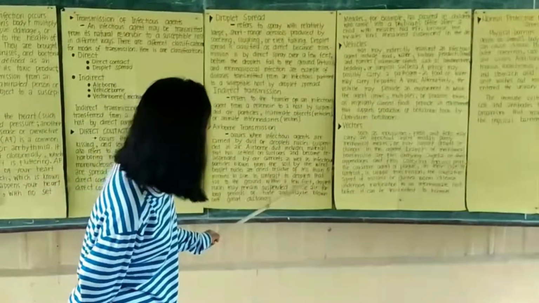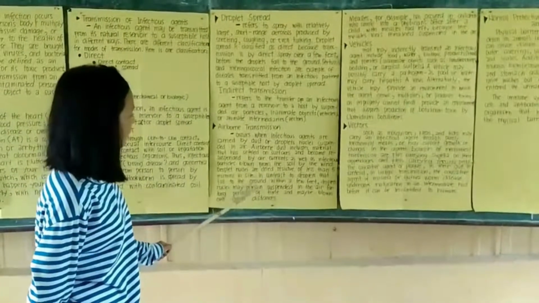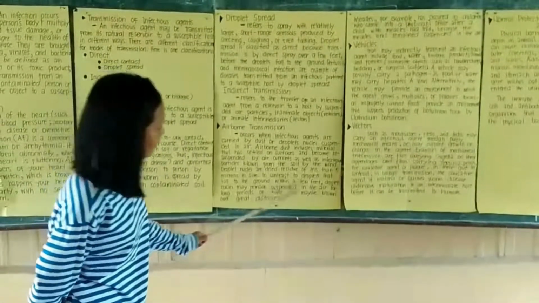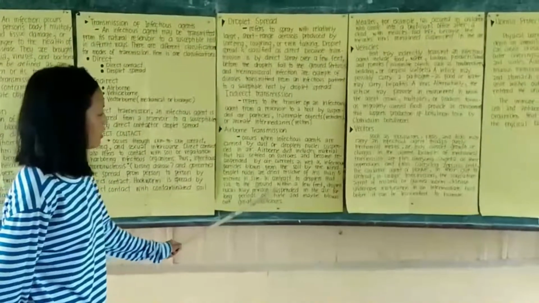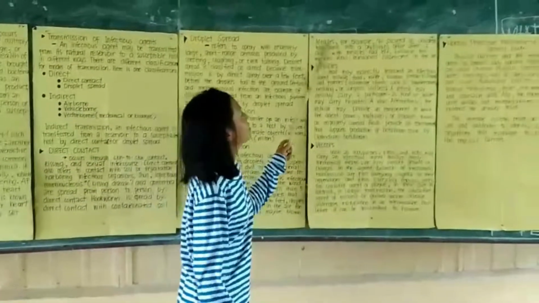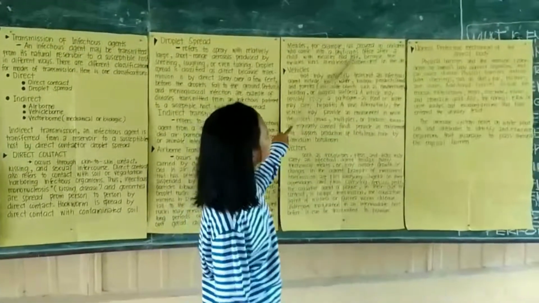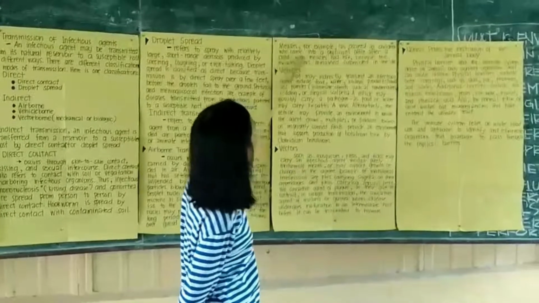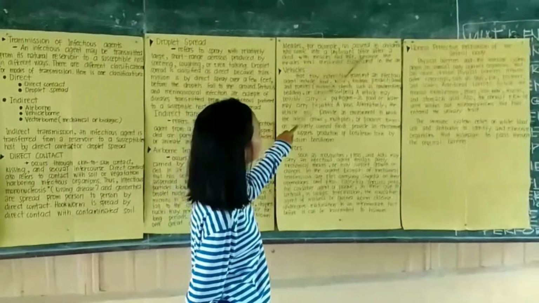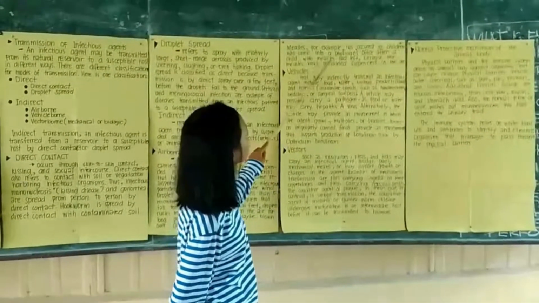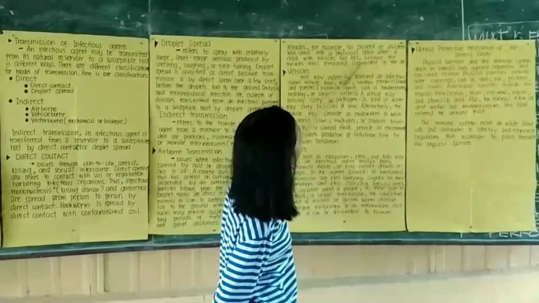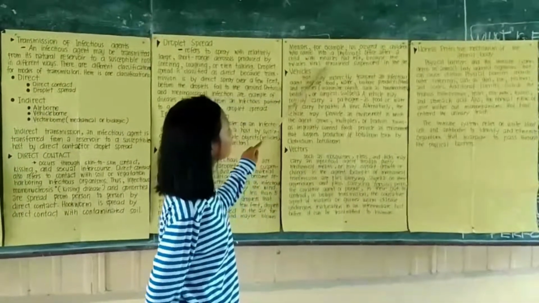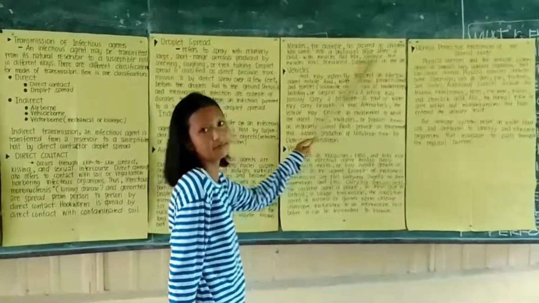In contrast to the droplets that fall to the ground within a few feet, droplet nuclei may remain suspended in the air for long periods of time and may be blown over great distances. Measles, for example, has occurred in children who came into a physician's office after a child with measles had left, because the measles virus remained suspended in the air.